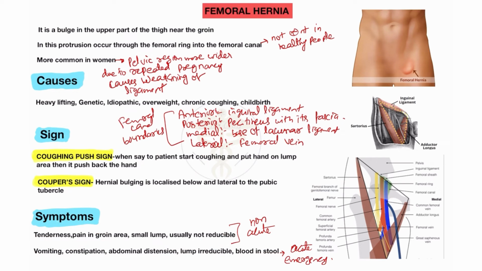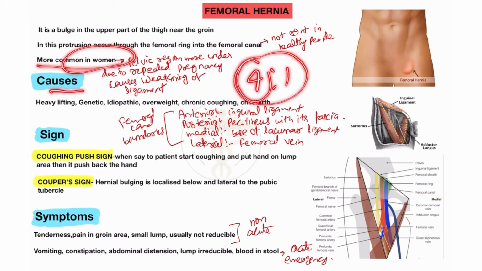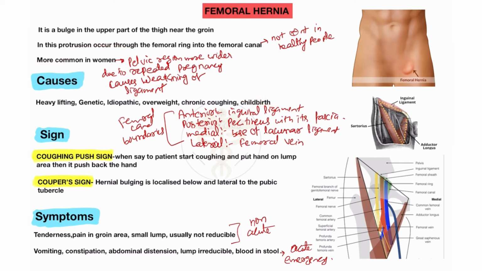So please learn also this femoral triangle. You need to learn the boundaries of the femoral triangle and also the boundary of the femoral canal. It is also important. The main cause is mostly in females, with approximately a 4:1 ratio, 4 females to 1 male affected. So femoral hernia is more common in females, and it causes femoral ring formation, which is not present in healthy women. Now I will discuss the diagnosis and treatment of femoral hernia.